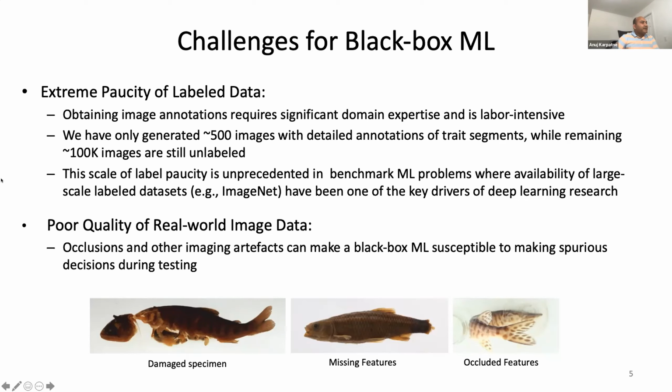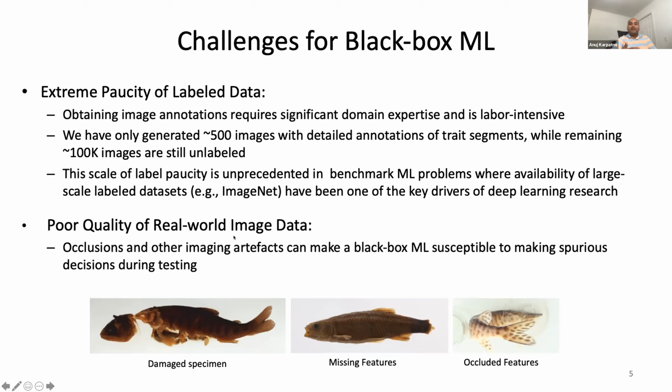Now, this is in stark contrast to the scale of labels that we have in many benchmark computer vision problems that have been one of the key drivers for advances in deep learning. So with the paucity of labels, it's easy for a machine learning method to show poor generalization performance.